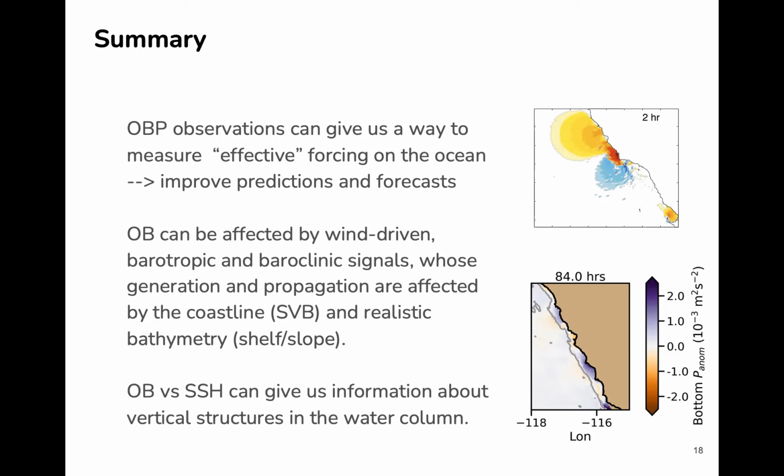Bottom pressure can be affected by wind-driven barotropic and baroclinic signals, whose generation and propagation are affected very heavily by the coastline, and the real topography that we put in. And I guess bottom pressure and sea surface height can give us information about, like, the sandwich, right? What's in between these two extremes, especially vertical structures in the water column, right?